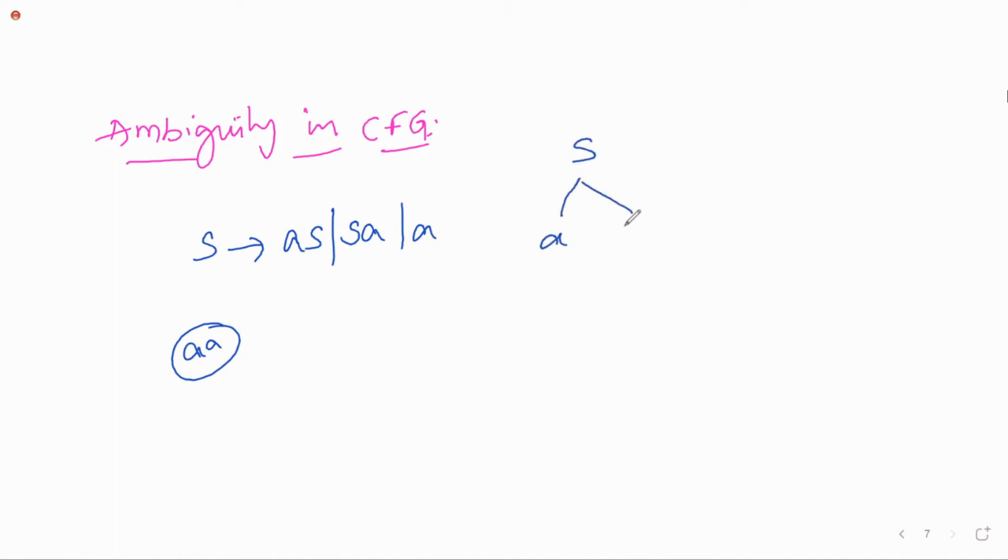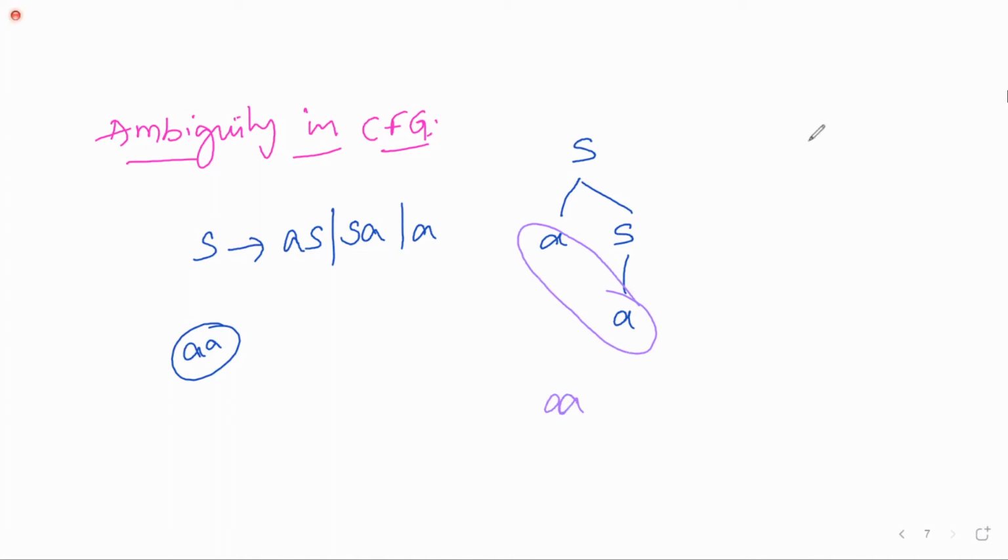Okay, I'll give you the example, then you'll understand what this ambiguity is. S tends to AS or SA or A. Now I'm asking you to generate the string AA. First, I'm constructing AS. In this part, which is rightmost derivation, on the right hand side you are having the capital letter. Has AA been generated? It has not been generated here, right? Has it?